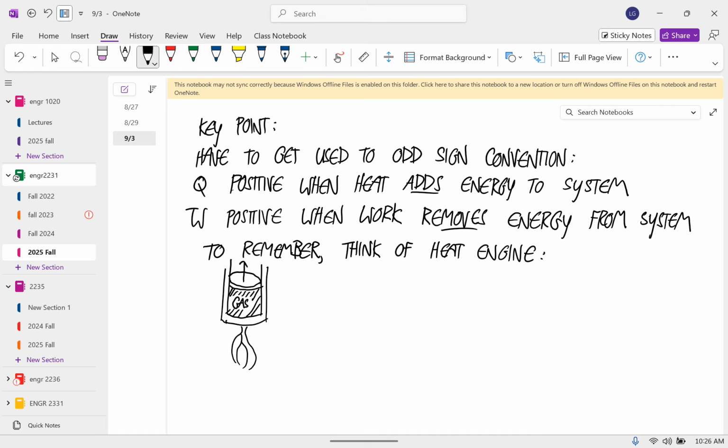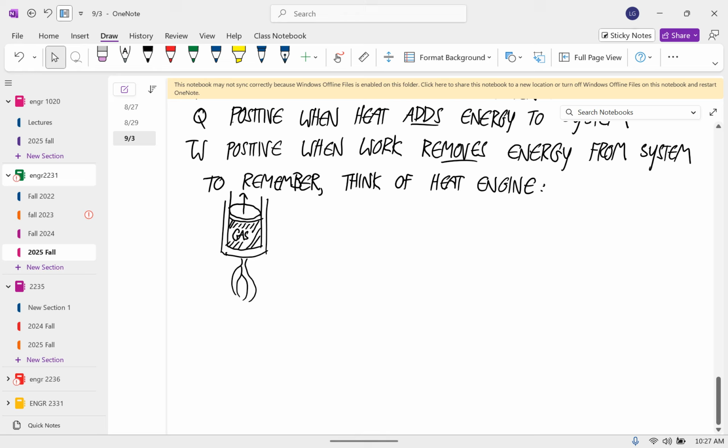So you increase the temperature of the gas. That's positive heat into your system, and the result is that the system does work on the surroundings. Turns a crankshaft or something to get useful work out of it. It's how an internal combustion engine works or whatever. Okay.